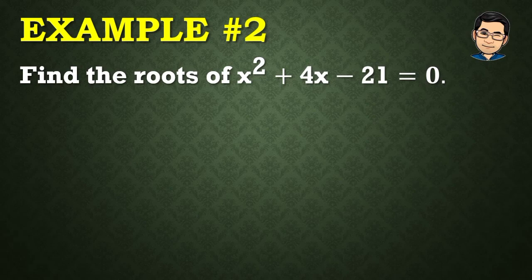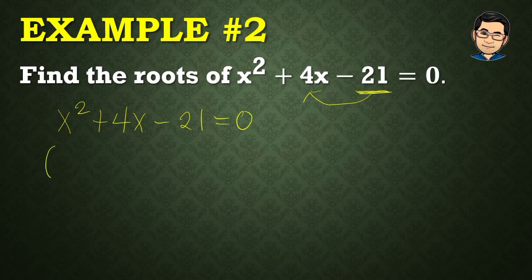So, kukunin natin yung factors ng negative 21 na kapag pinag-add natin, lilitaw yung positive 4x. So, ang factor ng 21, 7 and 3. So, since positive ang ating middle term, so, yung 7, positive siya, and then yung 3, negative siya. So, paano natin isusulat yon? So, write muna natin yung given equation. And then, yung sinabi ko kanina, x plus 7, so positive, and then x minus 3 equal to 0.